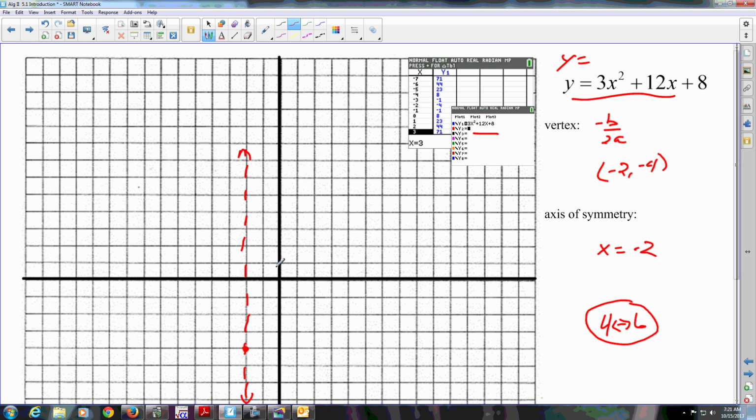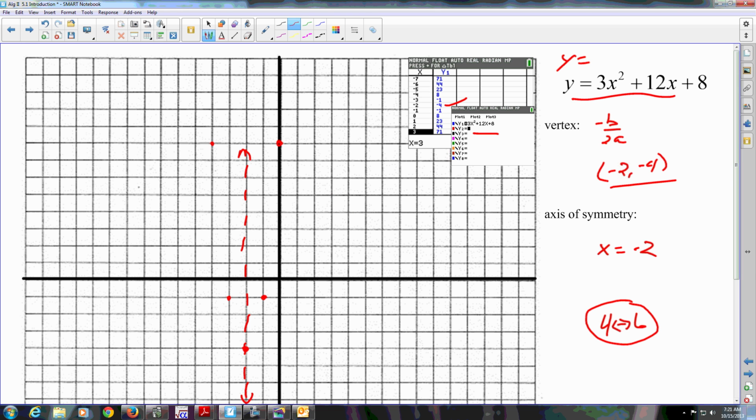So 0, 8, so there's 0. 1, 2, 3, 4, 5, 6, 7, 8. Put a point. And then, let's see, -1, -1. And the next point is -2, -4, which is your vertex. So right there is your vertex. Okay, we already got that on there. And this is symmetric. So I can go straight across, the same distance across, and the same height on that axis of symmetry. And I have the other points.